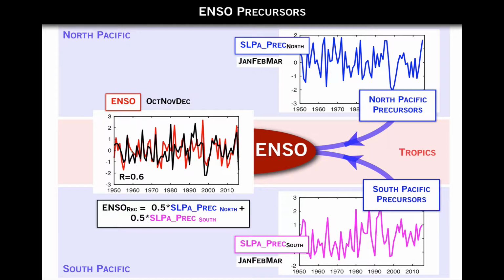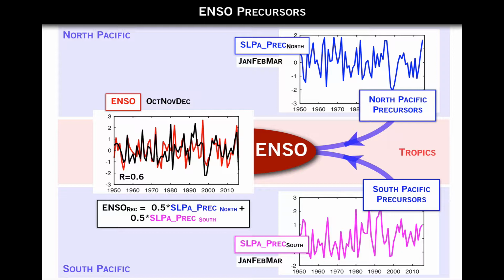So with that said, what we can do now is a simple exercise of making a linear model where we combine these 2 precursors shown here. So we can reconstruct ENSO by multiplying the first precursor by 50% and the second precursor by 50% and reconstruct essentially tropical variability. This is an exercise that other studies have done when looking at these ENSO precursors, and the correlation of 0.6 is significant but not unprecedented.